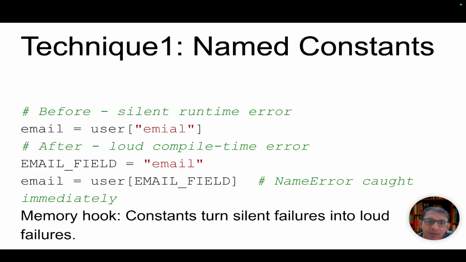which gives you a silent key error at runtime, extract the string to a constant and then use that. Now, typos become name errors that can be caught immediately at startup. The pros are clear. It's an easy drop-in replacement, and your IDE can find all usages. The downside is you can still type the wrong string when creating the constant or elsewhere in your code. The memory hook for this is that constants turn silent failures into loud failures.